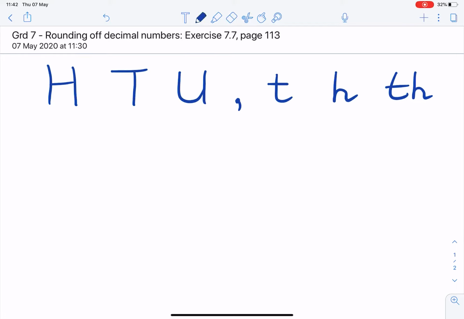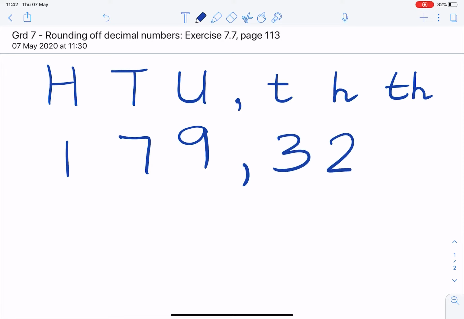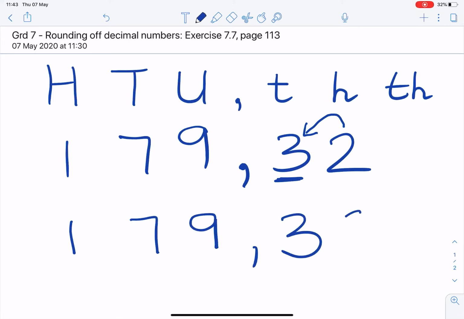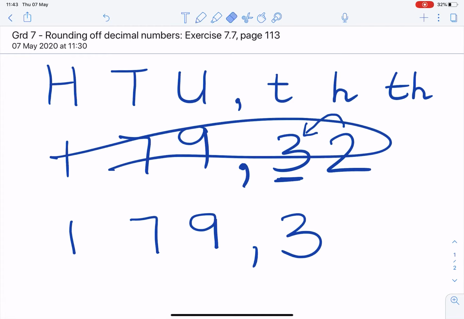Right, if we look at another number, let's take 179,32. And let's round that off to the nearest tenth. This is the number in the tenths column. We could also call this rounding off to one decimal place because it is one place after the decimal. The 2 is the guy next door, and he tells the 3 to stay the same. So your answer will be 179,3. The guy next door becomes a 0. And because he's a 0, he doesn't actually have to be there.